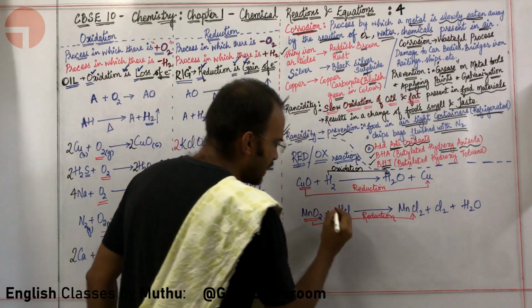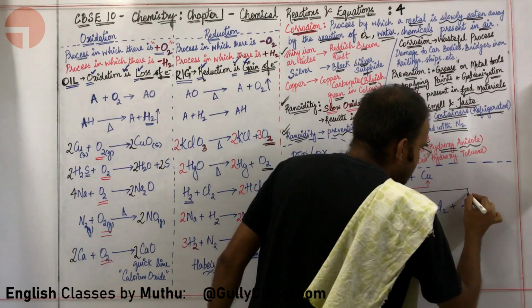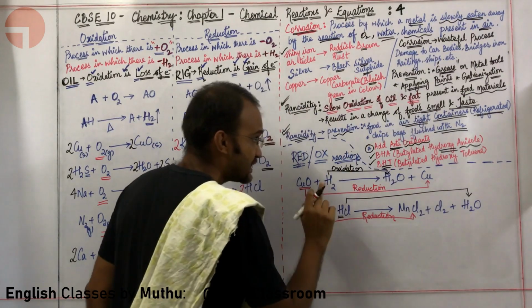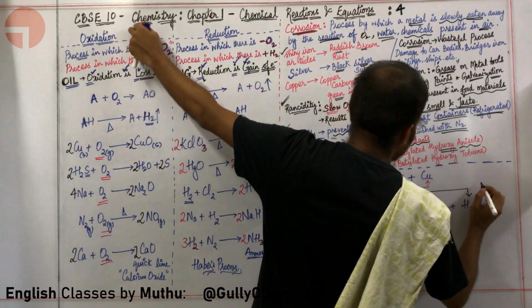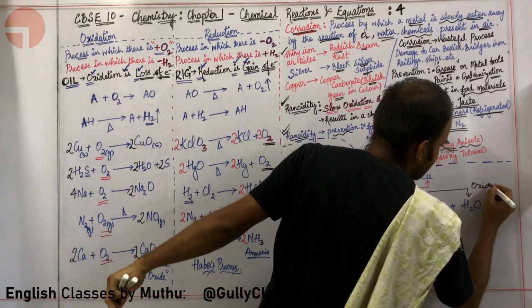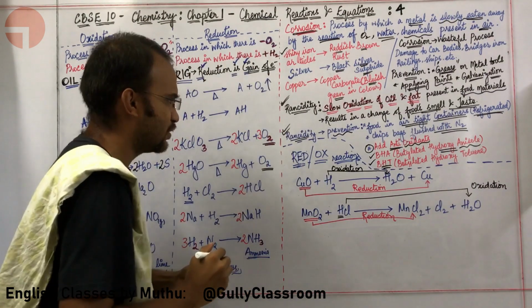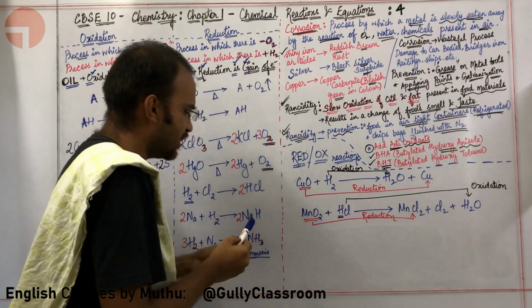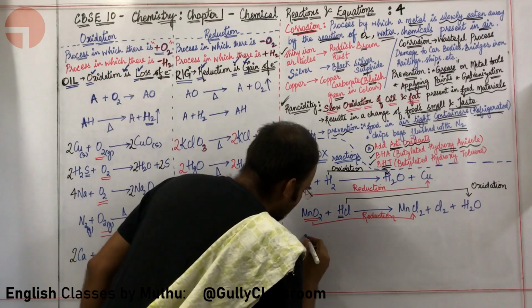oxidized. How? Here hydrogen has no oxygen, but look here, this is a water molecule. Hydrogen has gained oxygen. Addition of oxygen is simply called oxidation. Excellent work. How about I give you another example? Yes sir, please give me another example.